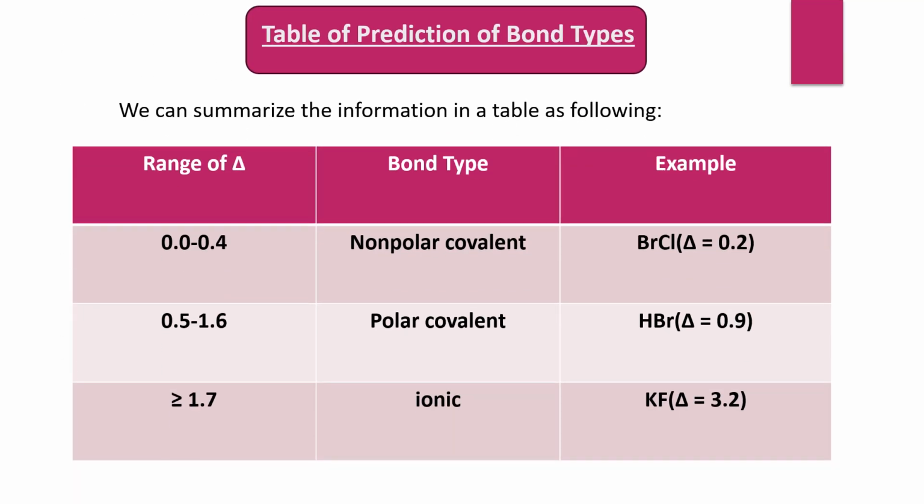On this slide, there is a table of prediction of bond types. We can summarize the information in a table as follows. When the electronegativity difference is between 0.0 to 0.4, the bond type is non-polar covalent. An example is bromine chloride. When the range of electronegativity difference is between 0.5 to 1.6, the bond type is polar covalent. An example is HBr, where the electronegativity difference is 0.9. When the electronegativity difference is greater than or equal to 1.7, the bond type is ionic. An example is potassium fluoride, where the electronegativity difference is equal to 3.2.